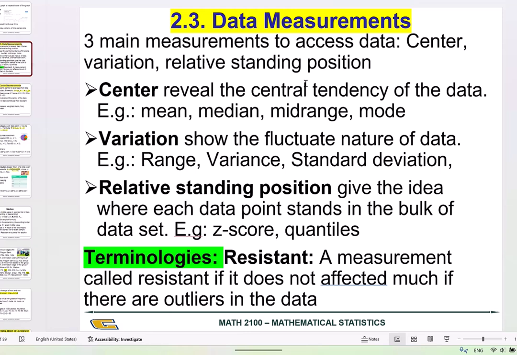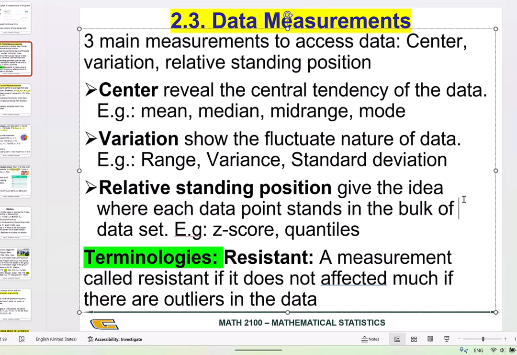For relative standing position, basically here it just gives us the idea where each data point stands in the bulk of the data set. And we look at z-score and quantiles.